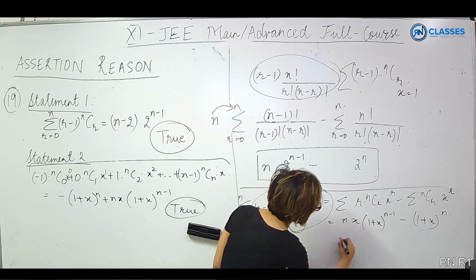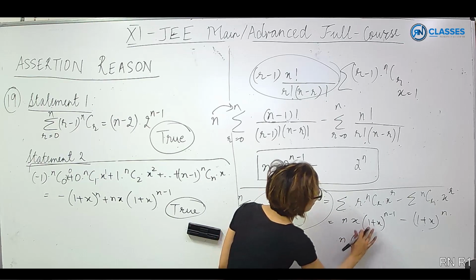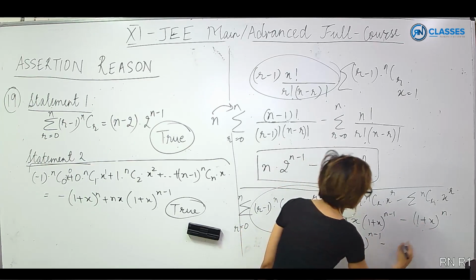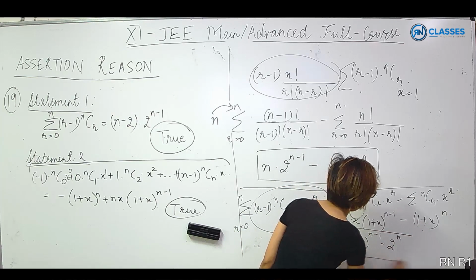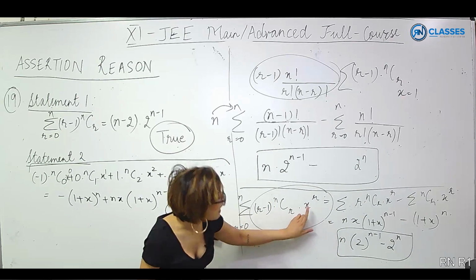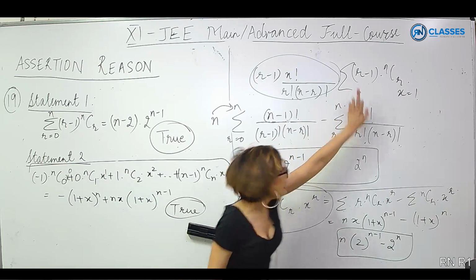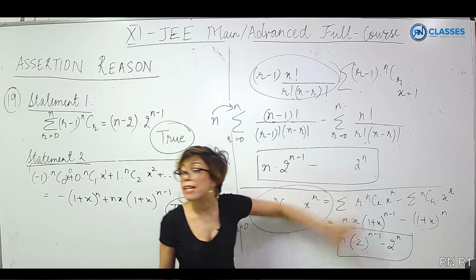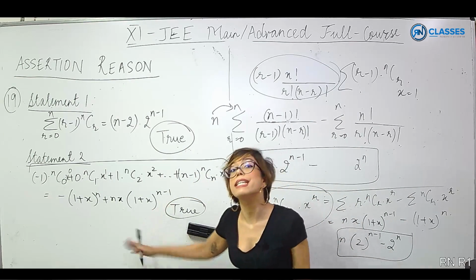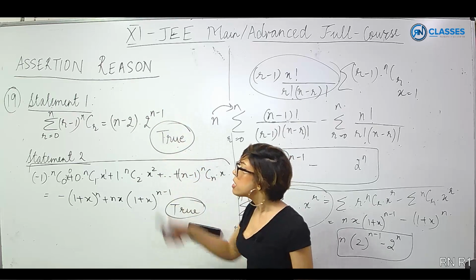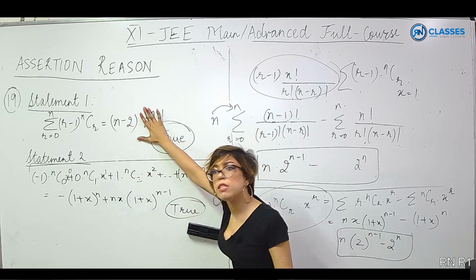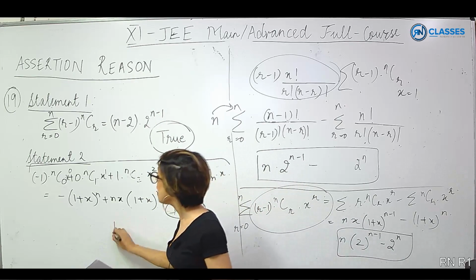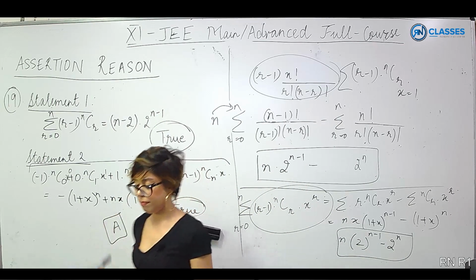So x equal to 1, this becomes n into 1 plus 1, 2. So 2 raised power n minus 1, minus 1 plus 1 again, 2 raised power n. In this sum, if I put x equal to 1, this becomes this, you can see. So that means this is the generalized case. Statement 2 is a generalized case of statement 1. So that means this will definitely explain this. This is general, this is particular. Definitely explains it. That is why option A is the correct one.